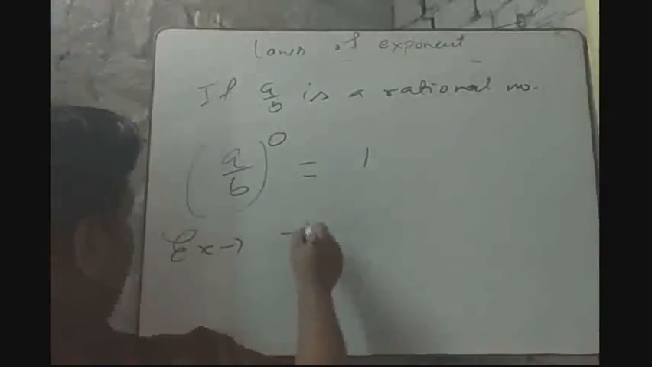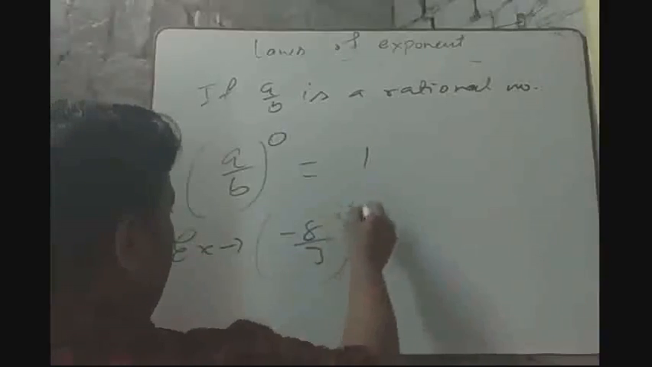For example, we can say that minus 8 by 3 to the power 0 is equal to 1. Minus 100 to the power 0 is equal to 1. That is for any number. If the base is any rational number, and if it has power 0, then its value will always be equal to 1. So this is the seventh property which I have explained.